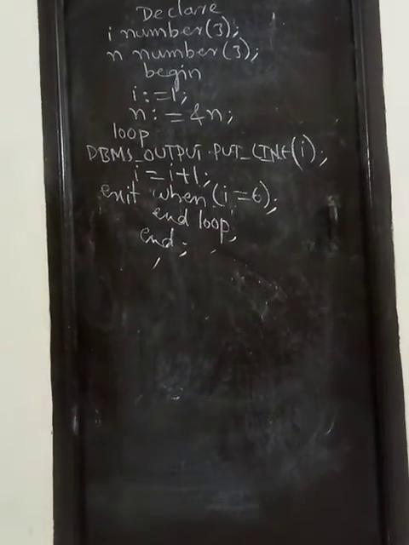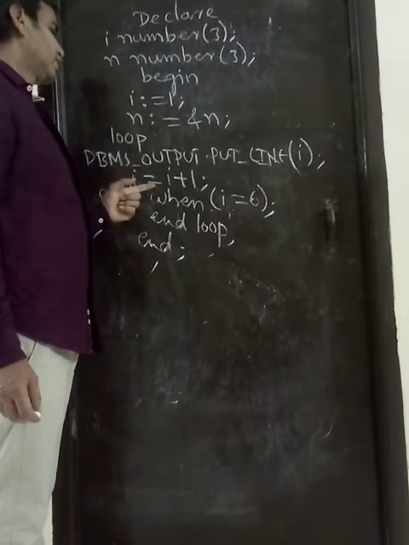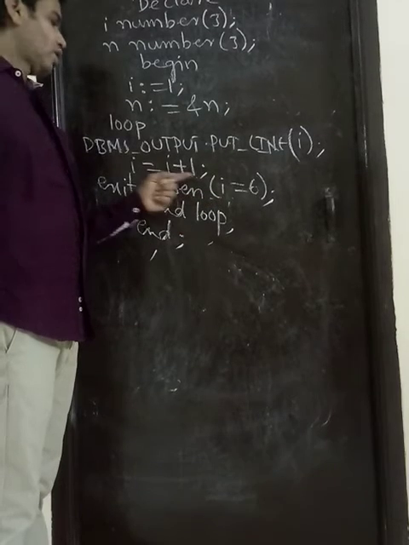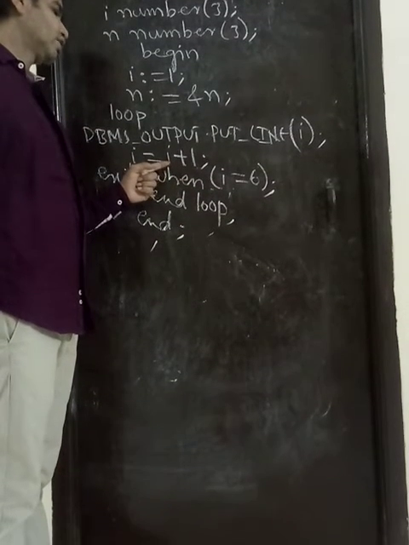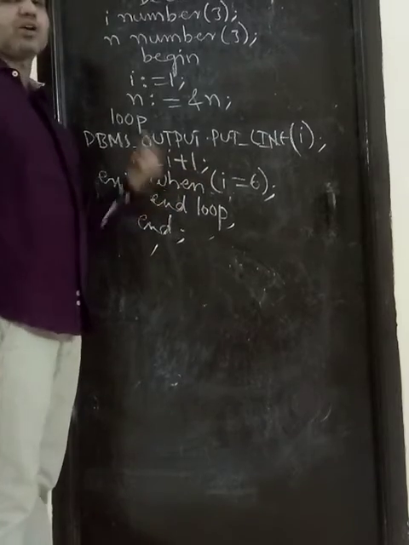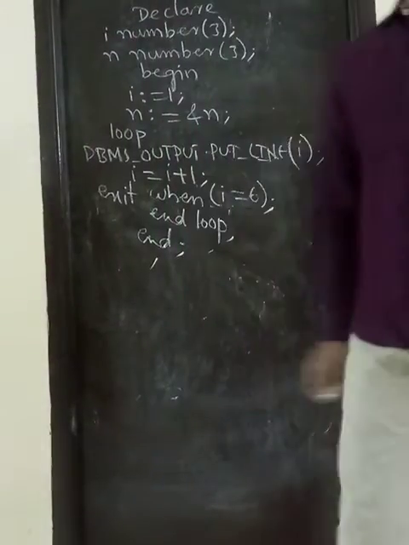So here first it will display I is equal to 1. Then it increments. It will repeat up to I value 6. After displaying 5, it will increment to 6. 6 is equal to 6, condition true. If the condition is true, then automatically it will exit. So this is the second way of repetition.